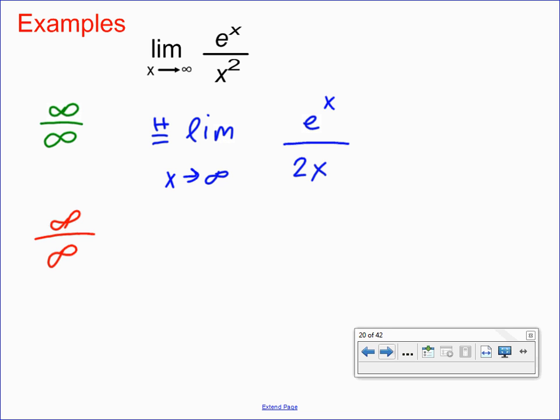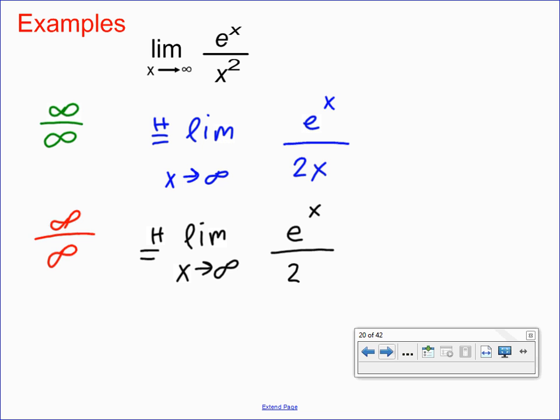poses. All right, so what can I do? Take the derivative again of the top, take the derivative of the bottom separately, and try again. I've got an indeterminate form that authorizes use of L'Hopital. So I'll show that again. So e to the x differentiates to e to the x. 2x differentiates to 2. Try again.